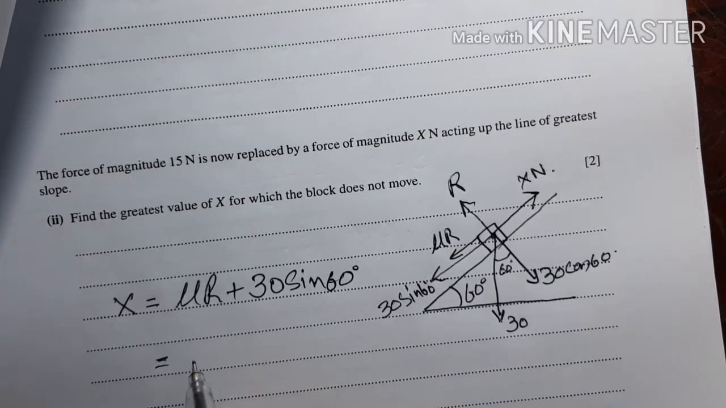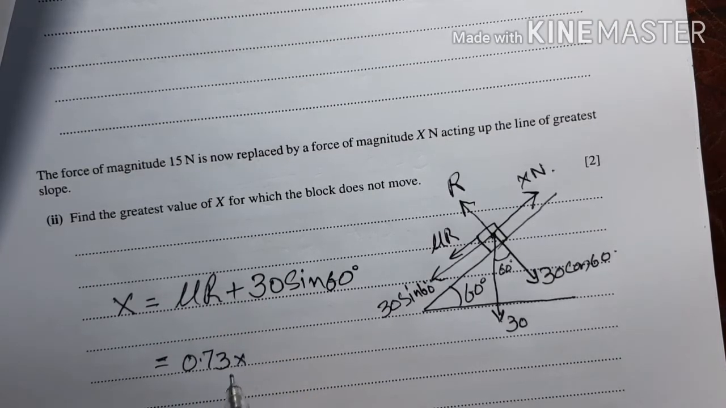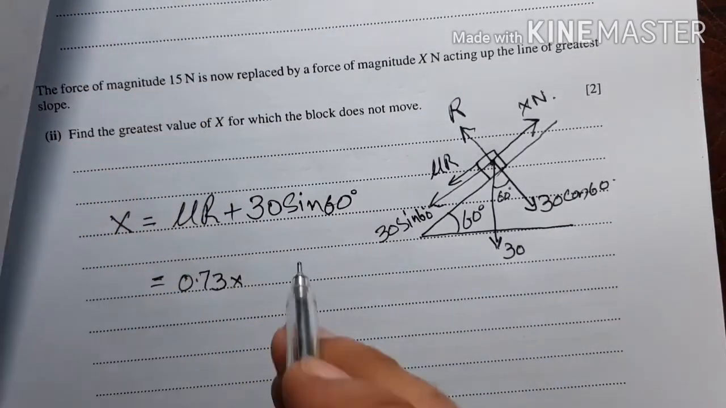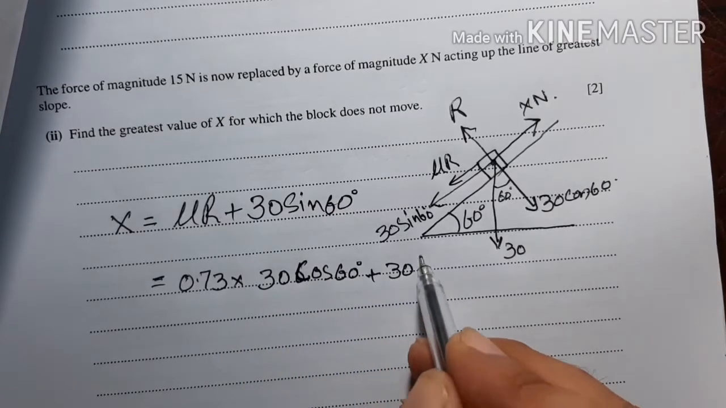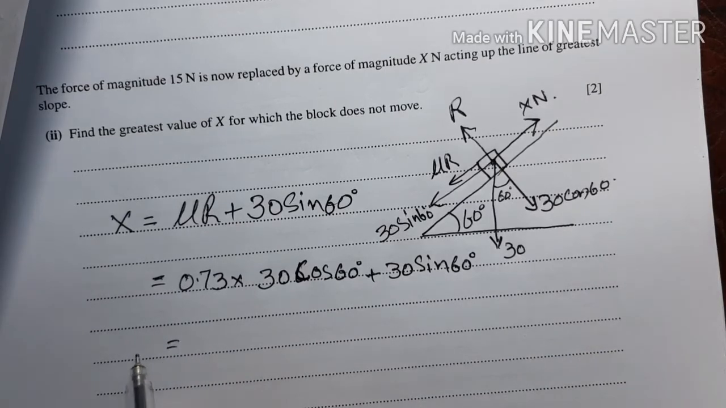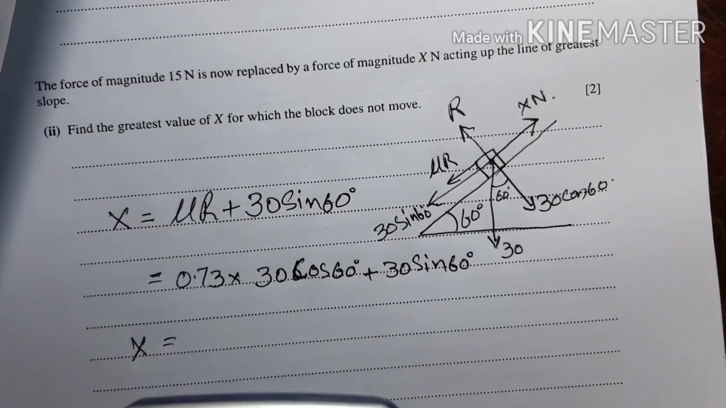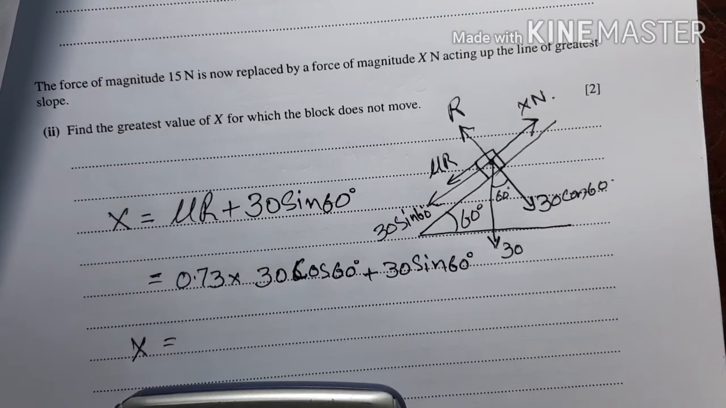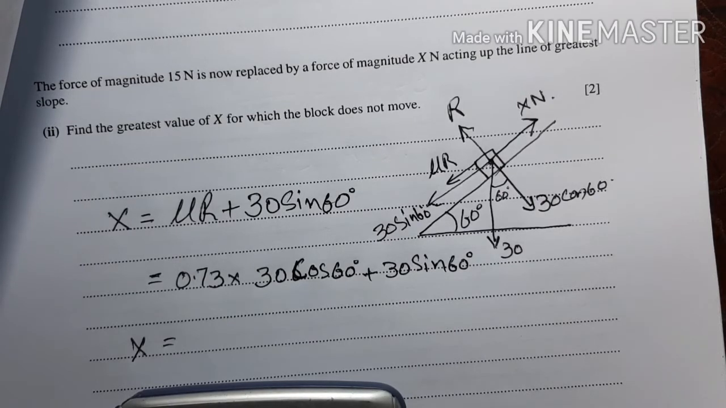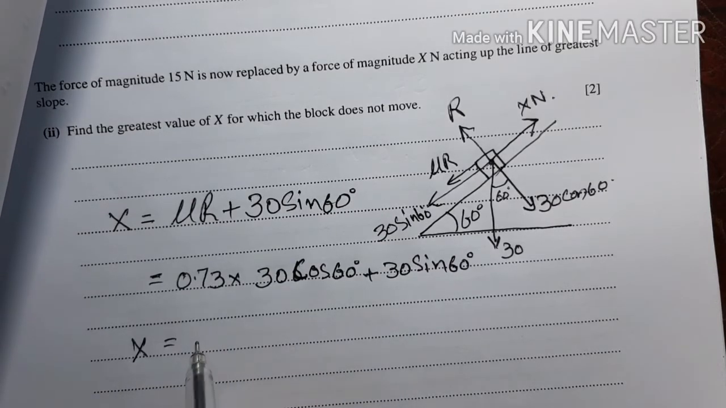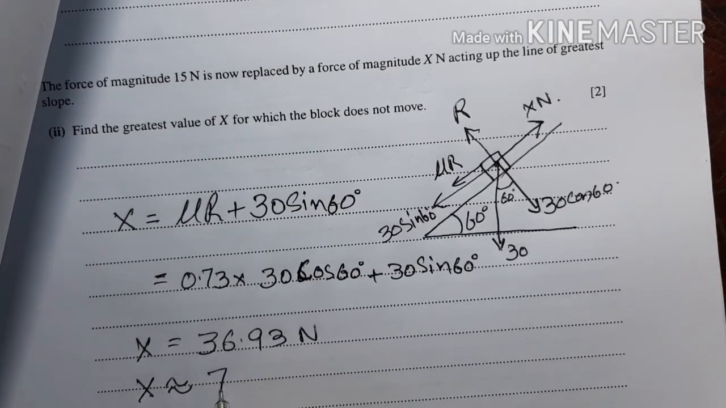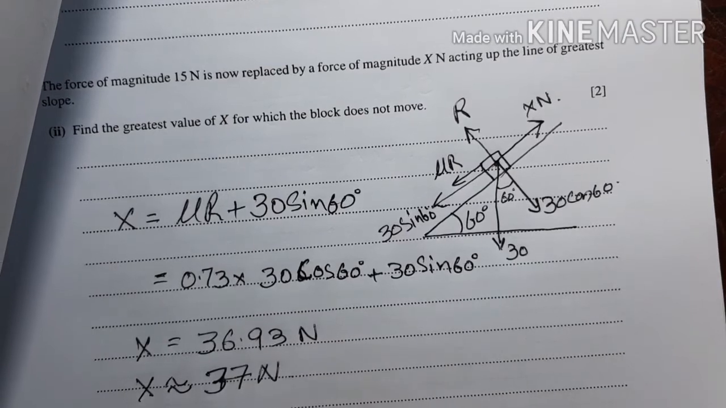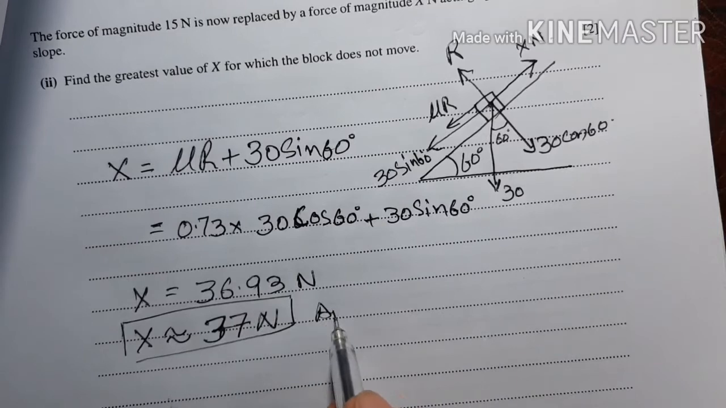So mu r means 0.73 into r, which is 30 cos 60, plus 30 sine 60. So x will be, solving with the calculator, 0.73 multiply 30 cos 60 plus 30 sine 60 equals 36.93. 36.93 newtons, which is almost equal to 37 newtons. So this is our maximum force. This is the answer.